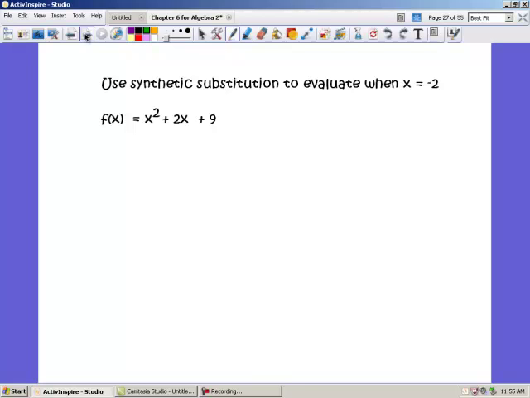So synthetic substitution is, we're going to put this -2 out here that they want us to evaluate. And we're going to draw a box. And we're going to first write on the top row all of these coefficients that are out here. So we have a 1, a 2, and a 9. And the first thing you're going to do is drop down the 1. And we're going to multiply this 1 by the -2. So 1 times -2 is -2. And then you're going to add these up.